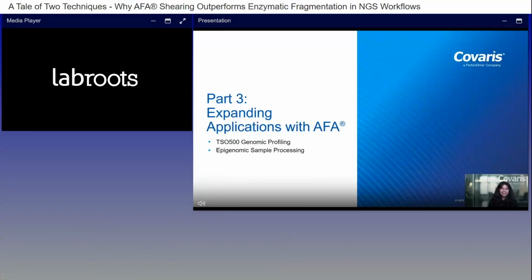Okay, so up until now, I've really focused on comparing AFA and enzymes in NGS workflows. For this last part of my talk, I'd really like to hone in and highlight a few applications where AFA is really uniquely poised to enable workflows.